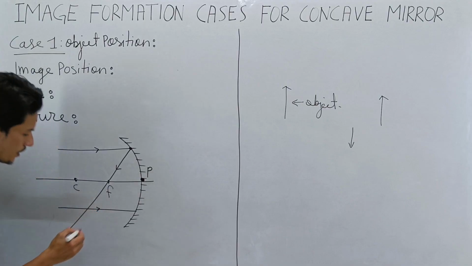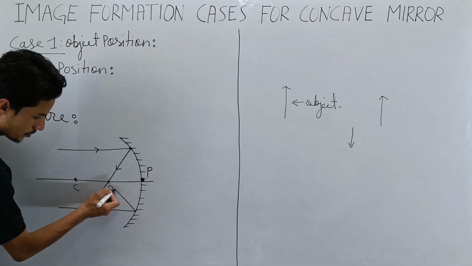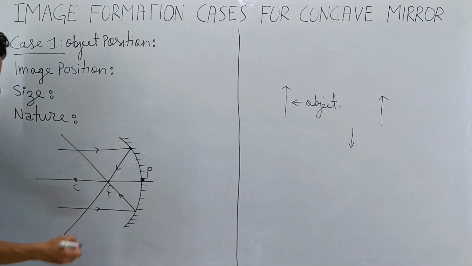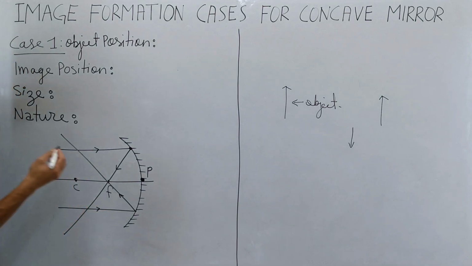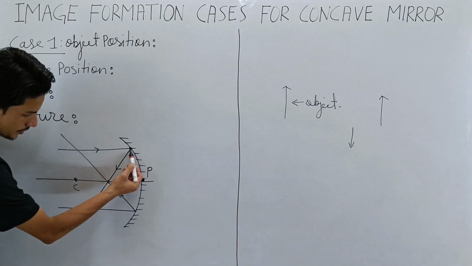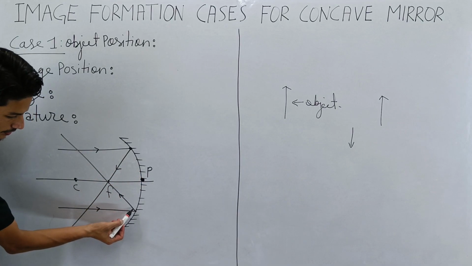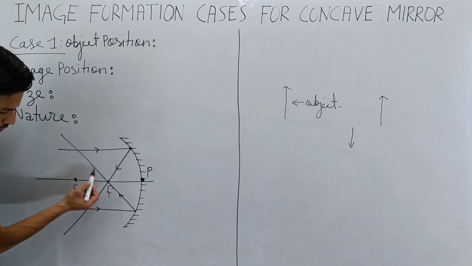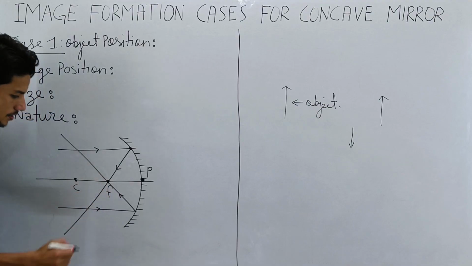This is the second incident ray, and it is traveling parallel to the principal axis. So following rule 1, after reflection it will pass through focus. This is the reflected ray, this is the incident ray. Now this is the first reflected ray, look at this journey, passing through focus. And this is the second reflected ray, and it's passing through the focus too. Where do the 2 reflected rays meet? Look into the ray diagram and tell me. Yes, they meet here at focus.